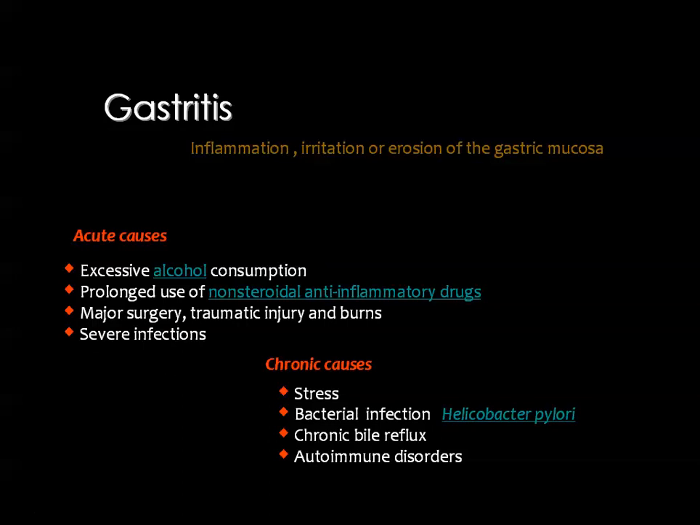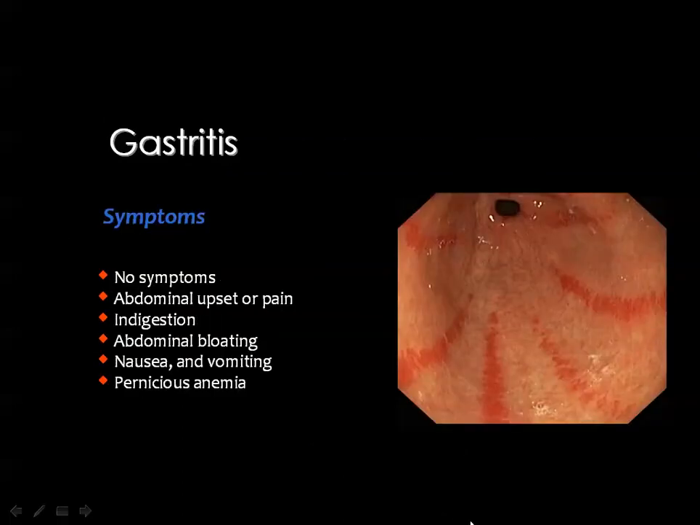While in chronic cases, stress and H. pylori, also chronic bile reflux into the stomach or autoimmune disorders may be responsible. And the symptoms of gastritis may include some abdominal pain or upset, indigestion, abdominal bloating, nausea, vomiting, and pernicious anemia due to continuous loss of blood. Also, you should remember that gastritis may be totally asymptomatic.